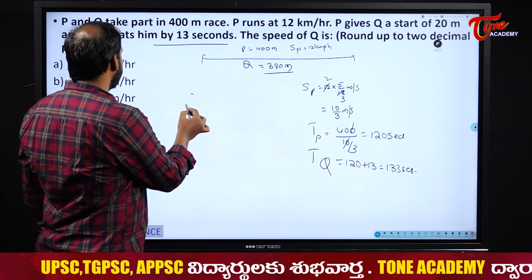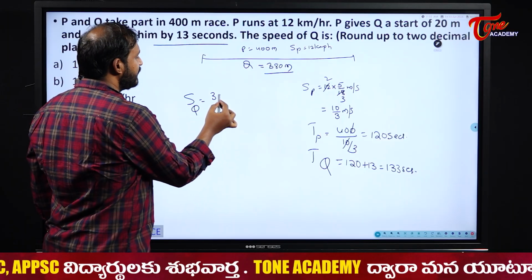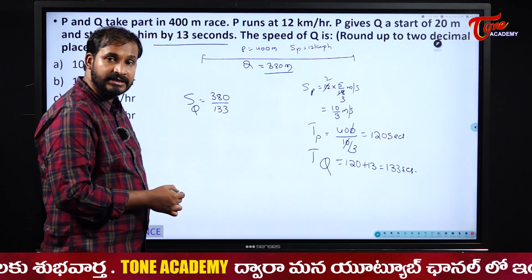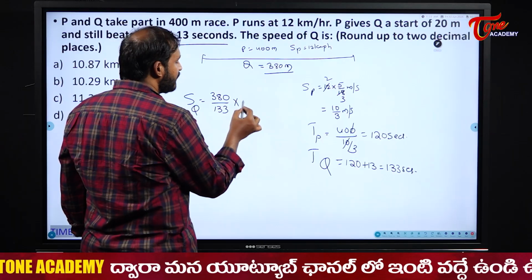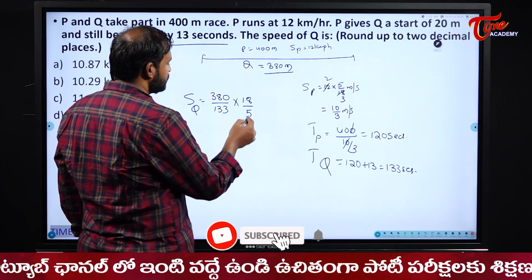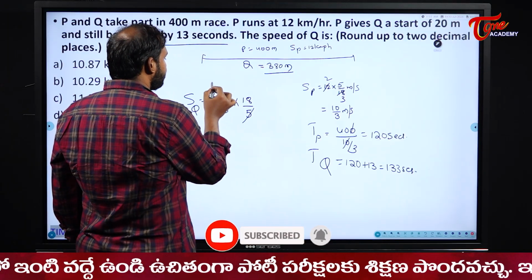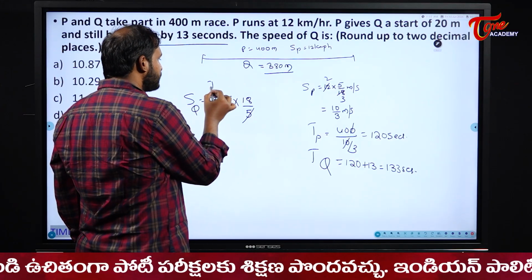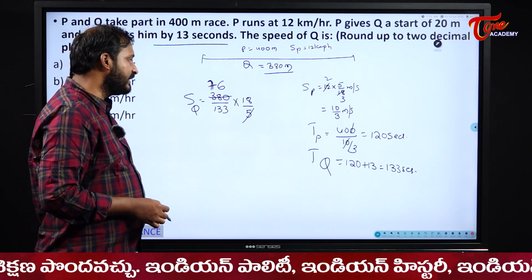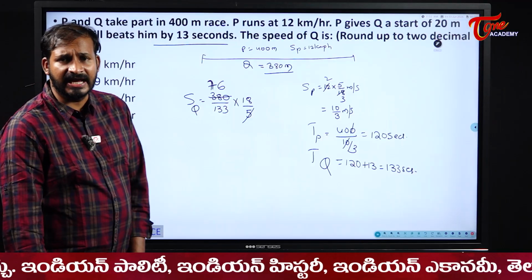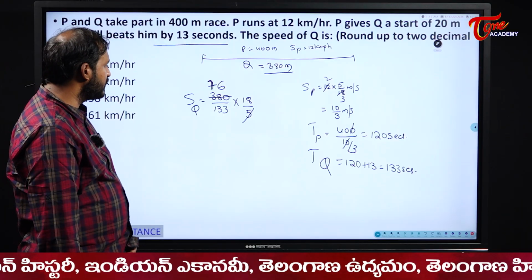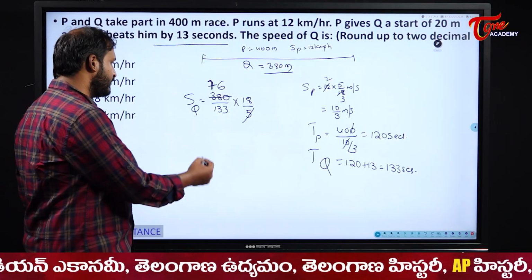So speed of Q will become what? Tell me, students. 380 by 133 seconds. Distance by time. This is in meter per second, right? If I want to convert it into kilometer per hour, I should multiply it with 18 by 5. Now see here, students, what I can do. 5 ones 5, 5 7s are 35, I will get 380 divided by 5 means 76. Next, in 18 table and 133, can I cancel them? Why? Because there is a scope for approximation here. Not the exact one. I can use the concept of approximation, or we can solve it.